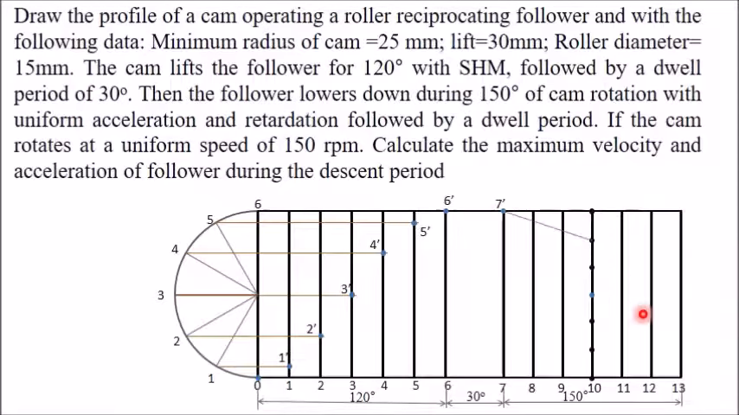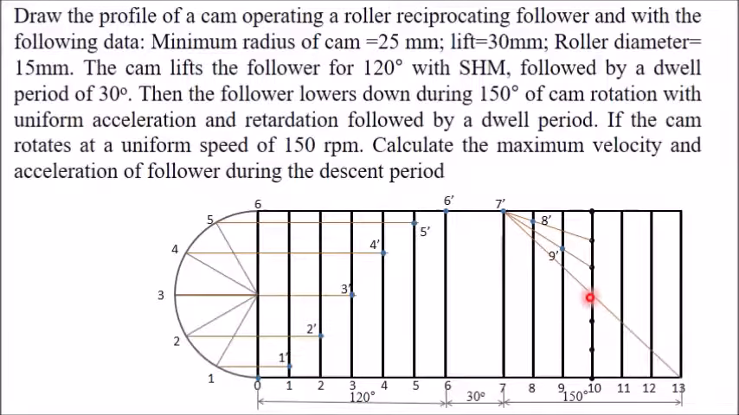The intersection of this line with this vertical line, 8, will be your first point for uniform acceleration and retardation. Now join the next point with 7 dash. So this point will be your second point. I have drawn this 9 dash. Now the middle point will automatically be the third point. So this is my third point.